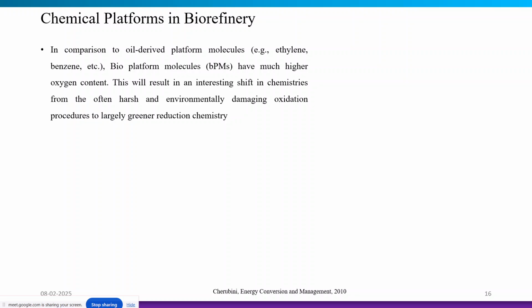So, in comparison to the oil-driven platform molecules like oil refinery, the platform molecules are considered to be ethylene, benzene, this kind of chemicals. But in case of the bio platform molecules, these have much higher oxygen content. So, this will result in an interesting shift in the chemistries from the often harsh and environmentally damaging oxidation procedures to largely greener reduction chemistry.